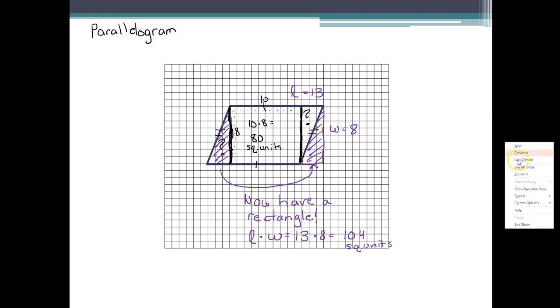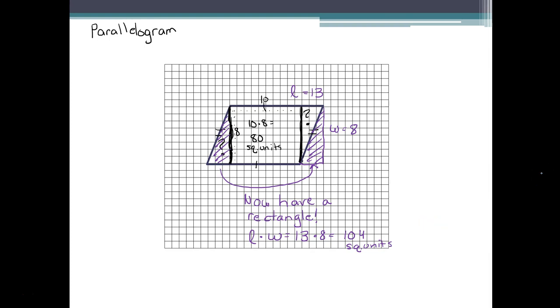You're going to find out though that for parallelograms, rather than saying length times width, the book likes to say base times height. So I'll switch this to blue. So instead of saying length and width, they go ahead and call this dimension here the base, and they go ahead and call this dimension here the height.